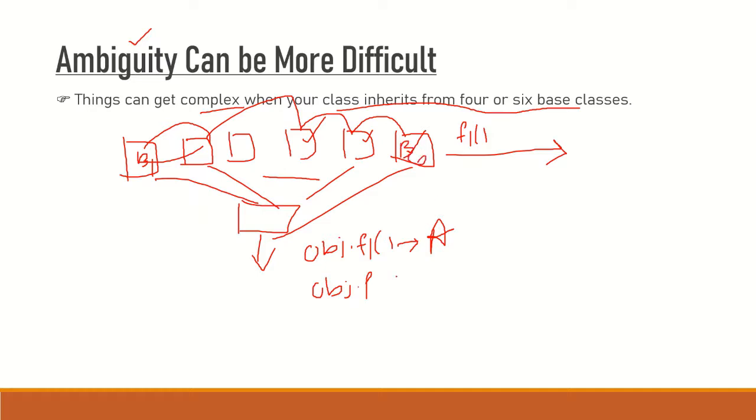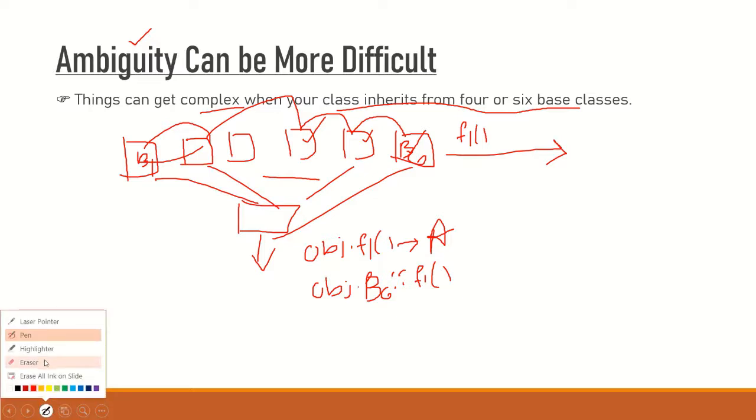So we need to use the explicit class name. Suppose I am writing base 6, then the scope resolution operator, and then the name of the function that I need to call. Things will be more difficult for you when we have more than 4, 5, 6 classes while inheriting a derived class. So you should remember the ambiguity situation here. This will be a more hectic job for you.